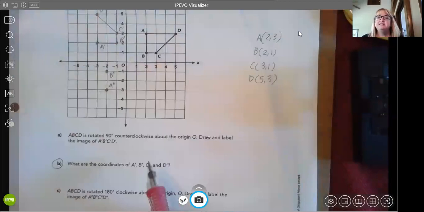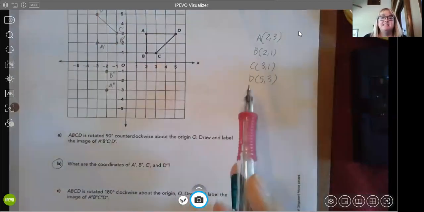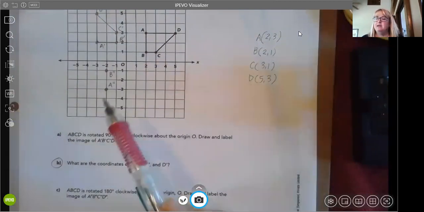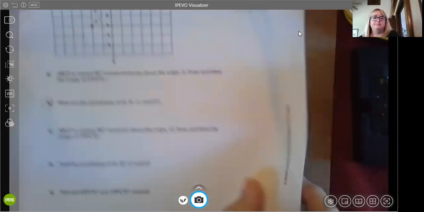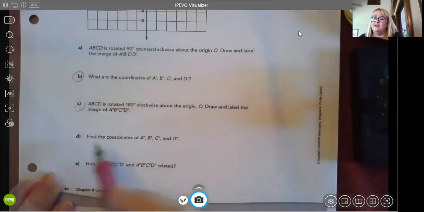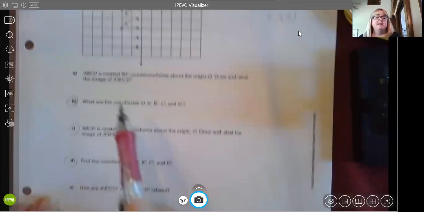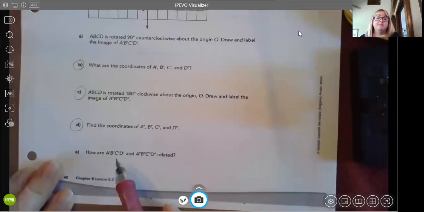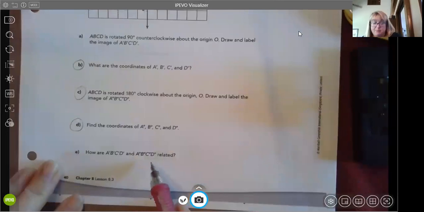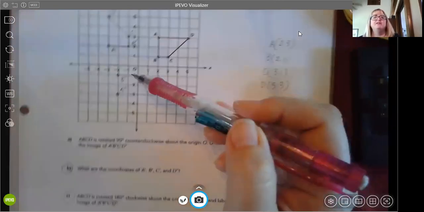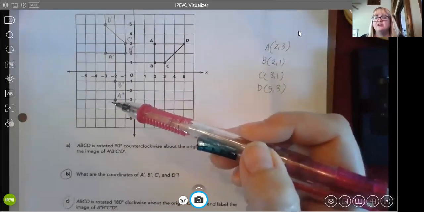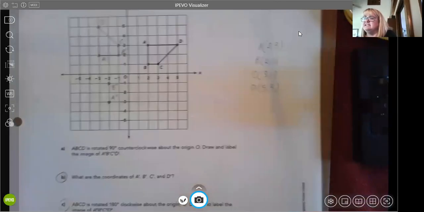Okay, so I want you to do the same thing for C double prime and D double prime. Put them on this graph, connect them, find the coordinates, tell what the coordinates are, and then tell how A prime, B prime, C prime, D prime and A double prime, B double prime, C double prime, D double prime are related. All right, so what they're saying is, how is this one related to this one? I want to see what you come up with, okay? All right, so that is 6.